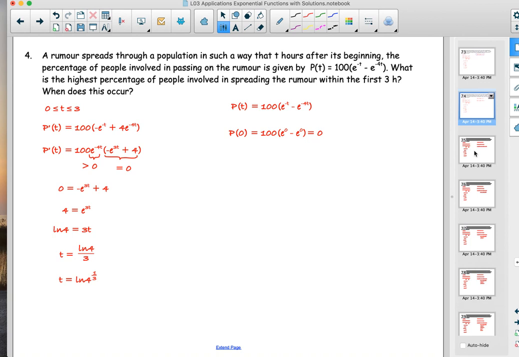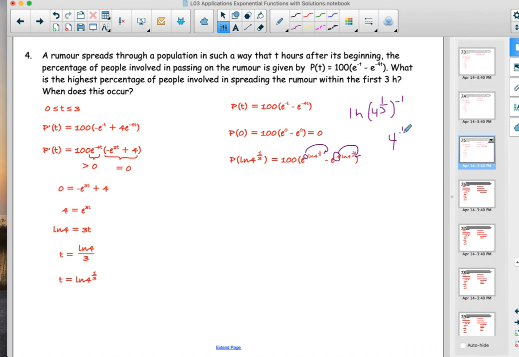So let's try p at the ln of 4 to the 1/3. That's going to be 100 e to the negative ln of 4 to the 1/3 minus 4 ln of 4 to the 1/3. Now that can move to the exponent, and that can move as an exponent. We're going to have powers of powers. So we're going to have ln of 4 to the 1/3 to the negative 1. And of course, power of a power, you should multiply those exponents. That's going to be 4 to the negative 1/3.